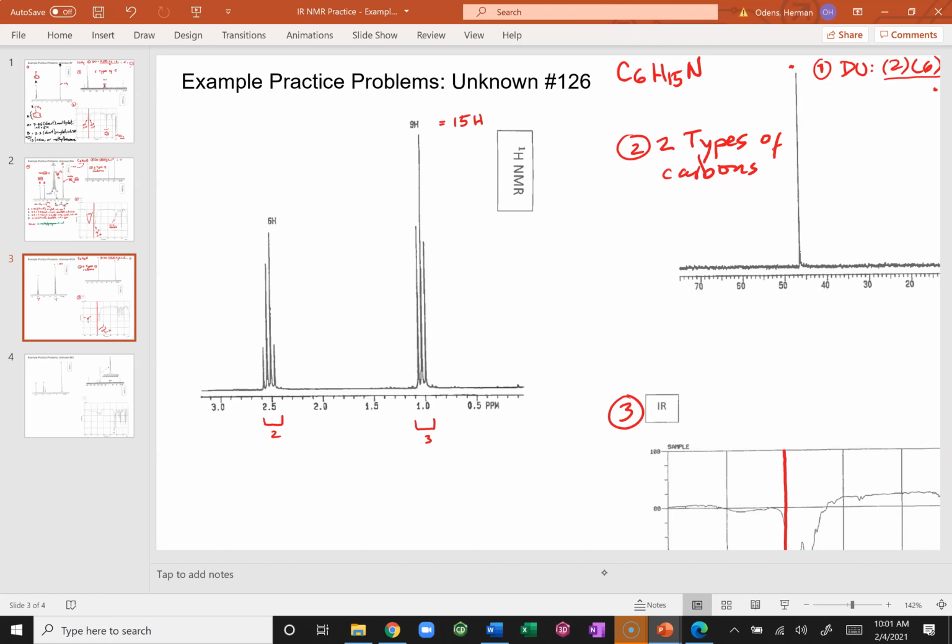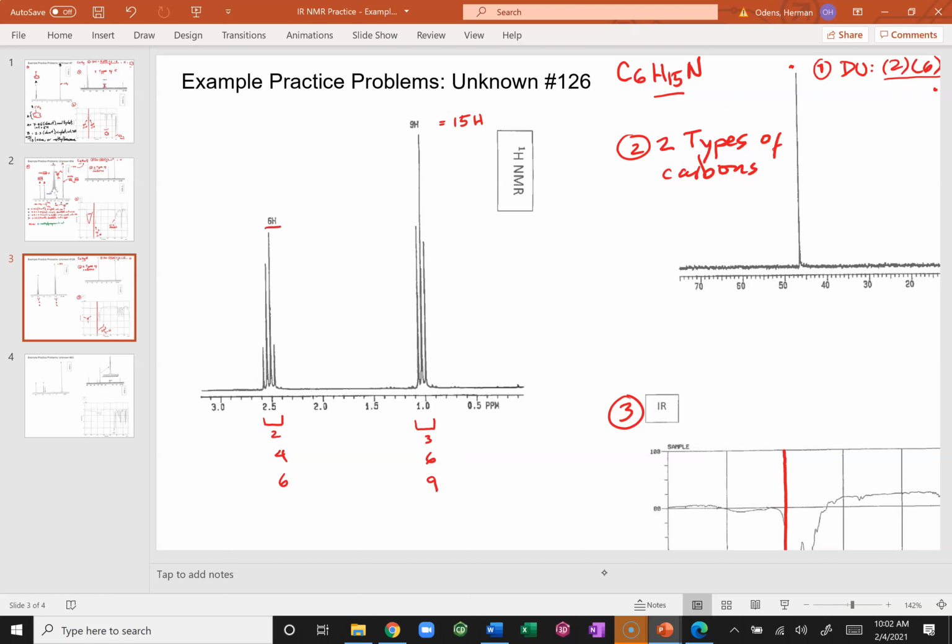So, for example, I know that I have 15 hydrogens here. If I multiply by 2, that makes it 4 and 6. That's still not enough. Then I have to multiply by 3. That makes it 6 and 9. You see that? That's how you would figure it out based on the integration. All right?